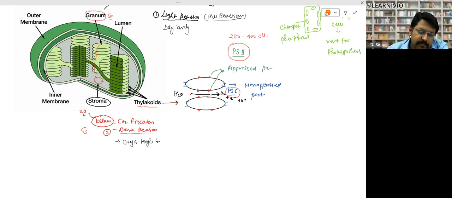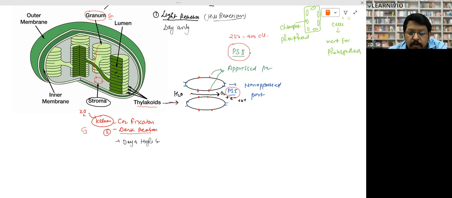Now there is some more technicality. I have told you that this coin-like structure is known as thylakoid. Where the thylakoids are in contact with each other, those parts are called appressed parts, like this one. And where thylakoids are not in contact with each other, they are called non-appressed parts. These appressed parts have photosystem second.